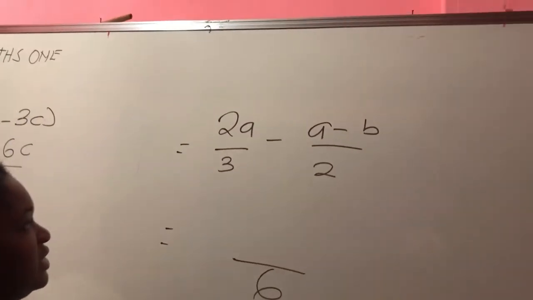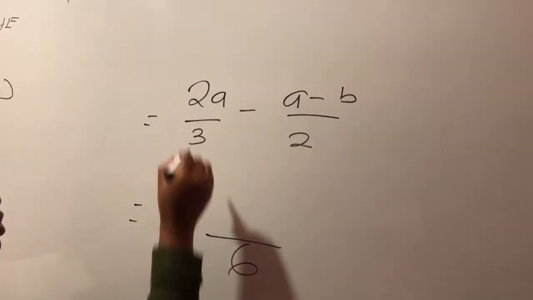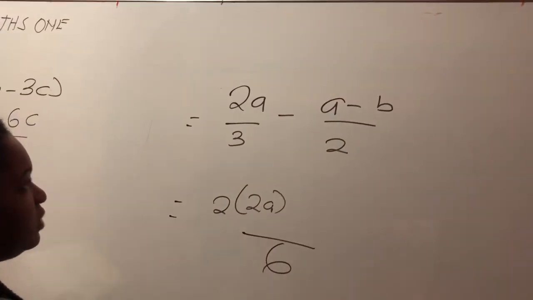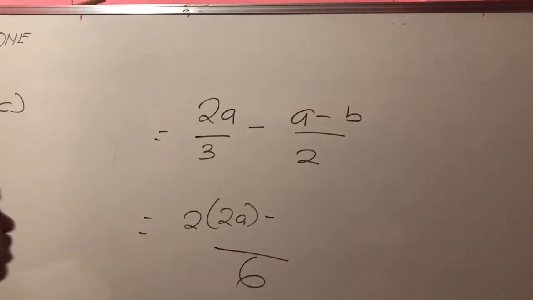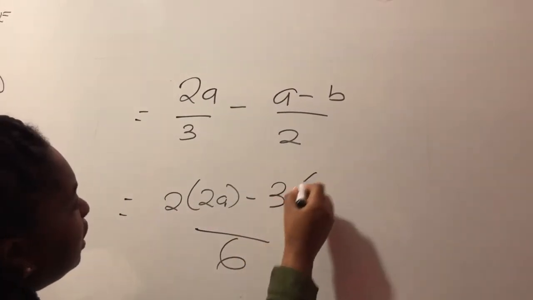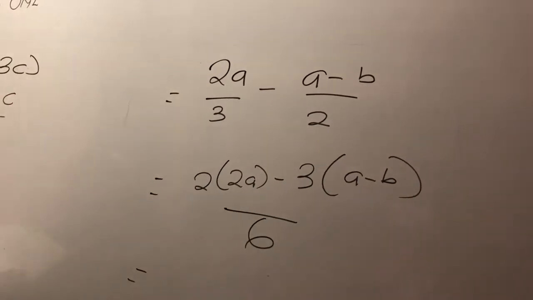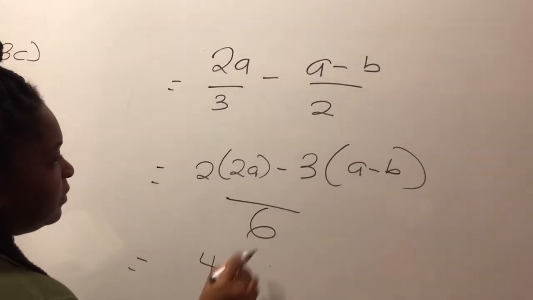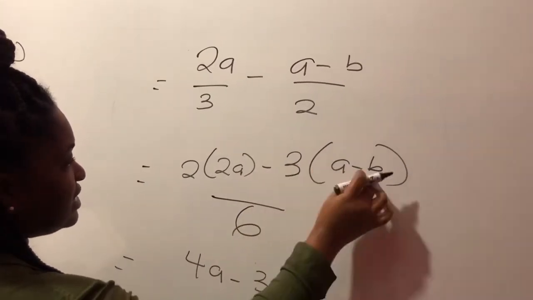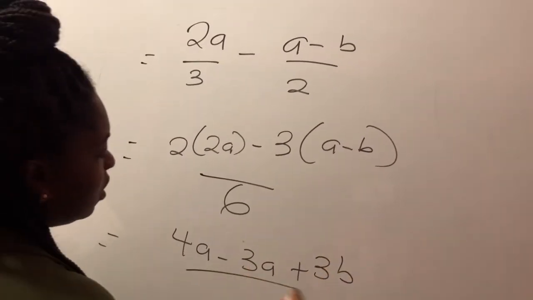So I put my 6 here. One number times 3 will give you 6. It's 2. So 2, then my 2A is in bracket here, telling the teacher you are going to use it to multiply. You bring the operation sign here, minus. One number times 2 will give you 6. It's 3. So you bring your 3 here, your A minus B in bracket. What am I doing here? I'm multiplying. I have 4A here minus 3A plus, see, it's 3A times B plus 3B all over what?